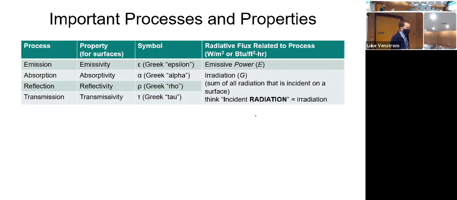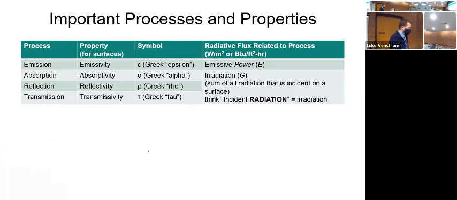I added this 4th column after I printed your handout. So you definitely want to include it, though I think it's important. So let's talk through what these different processes are, and then I'll link them to the property that goes with that process, and also you see the radiative flux.